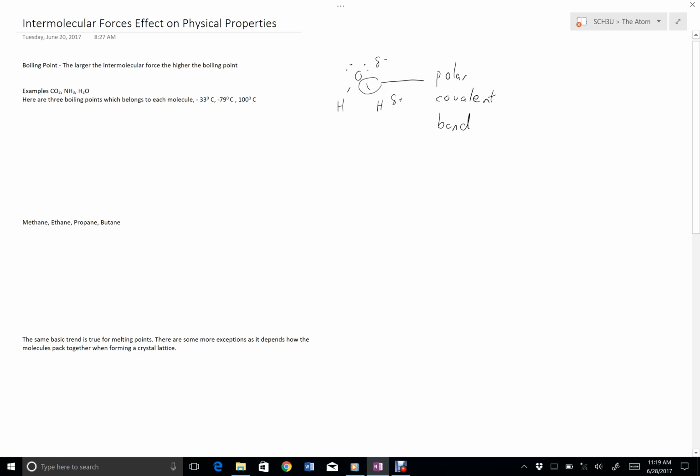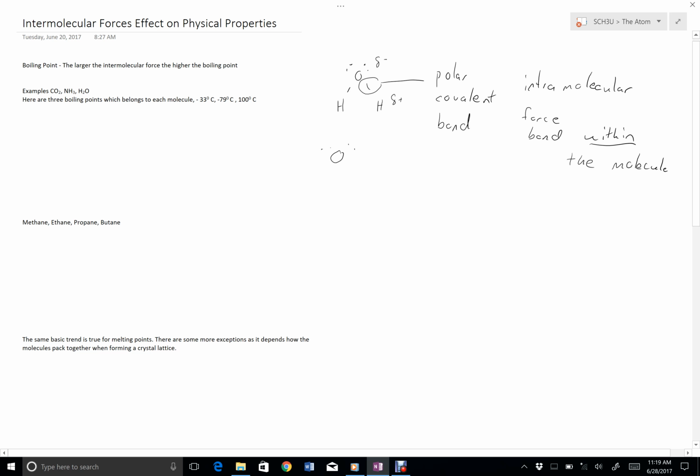And that is an intramolecular force. That's a bond within the molecule. Then the other option here is our intermolecular force.